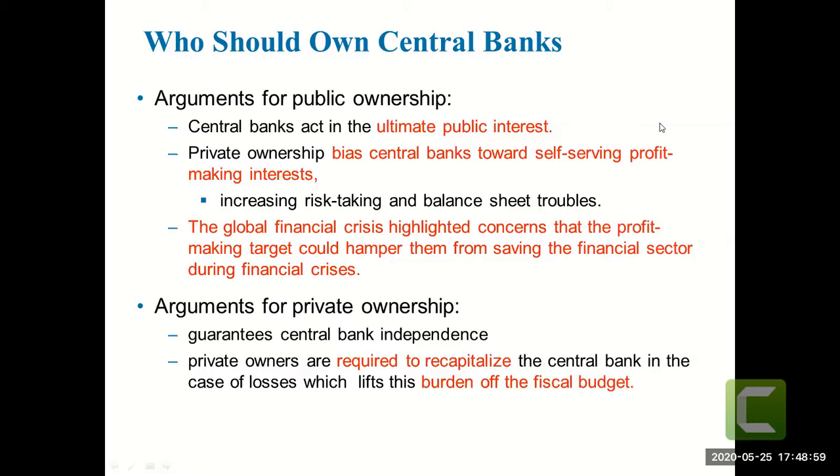The second issue is who should own central banks? Basically, there are two arguments or alternatives. The first argument is for public ownership, and the second argument is for private ownership. Who owns central banks? Is it the government, the investing public, or who? There are two experiences internationally. The first one is public ownership. Public ownership has its own benefits and costs.